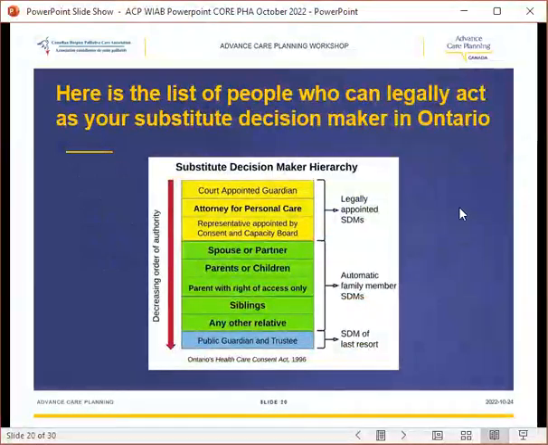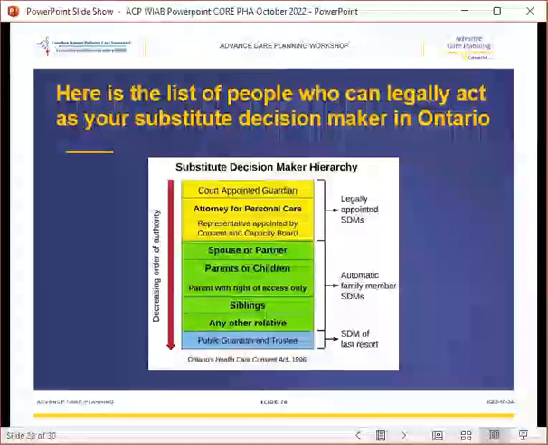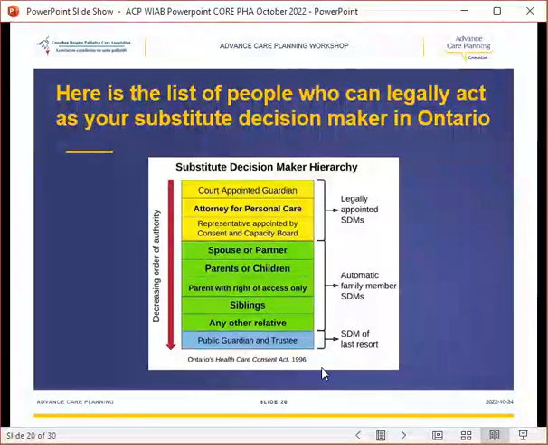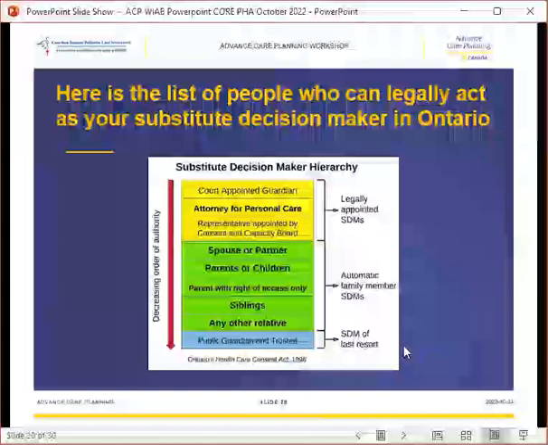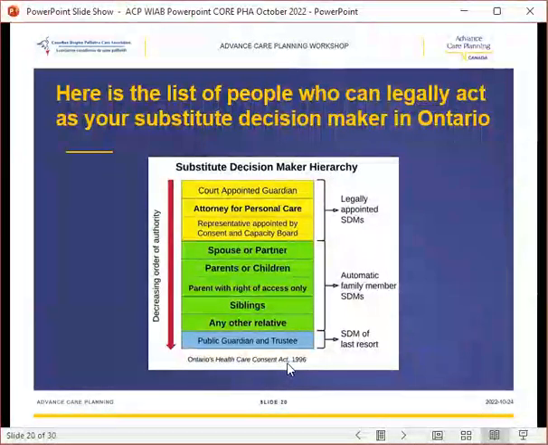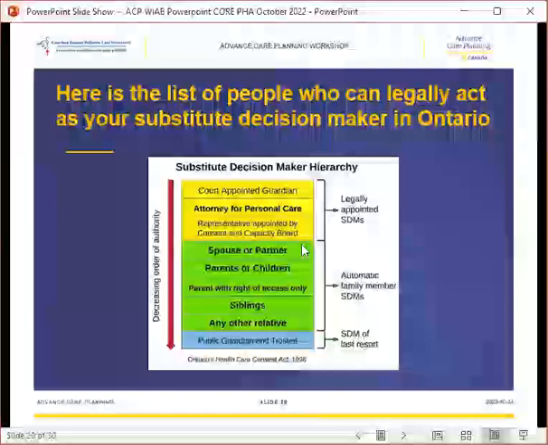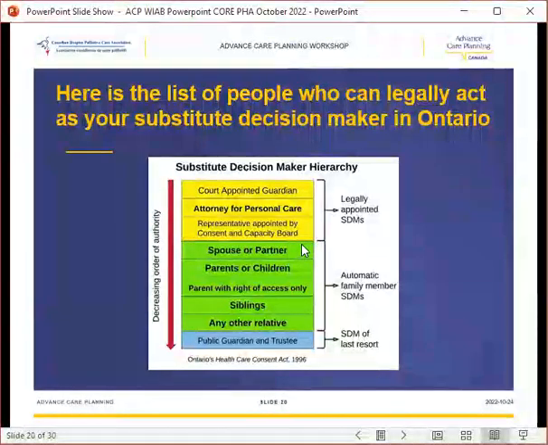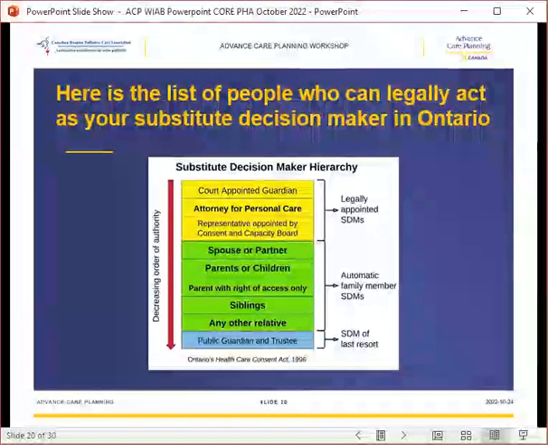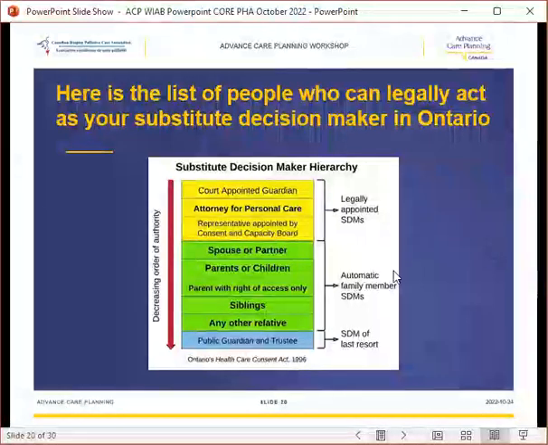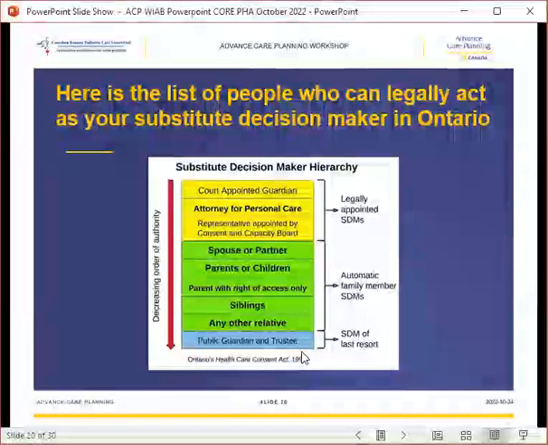I wanted to share this with you. This is the substitute decision-making hierarchy that exists within Ontario specifically. It's part of the Ontario Health Care Consent Act, which was established in 1996, which really highlights who would automatically fall as your substitute decision maker. And if they were not willing or not able, who would then have that responsibility and authority, and what you may need to do if you don't have any of these automatics or don't want any of these automatics.